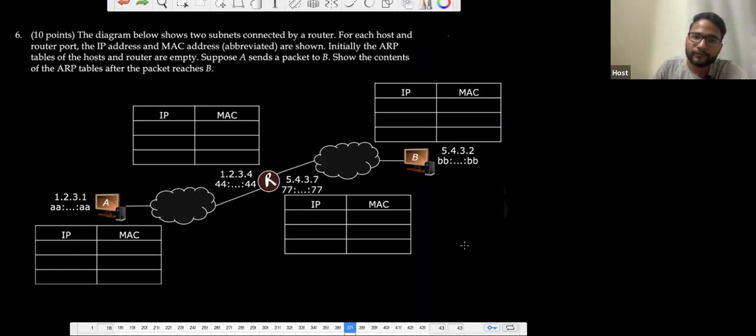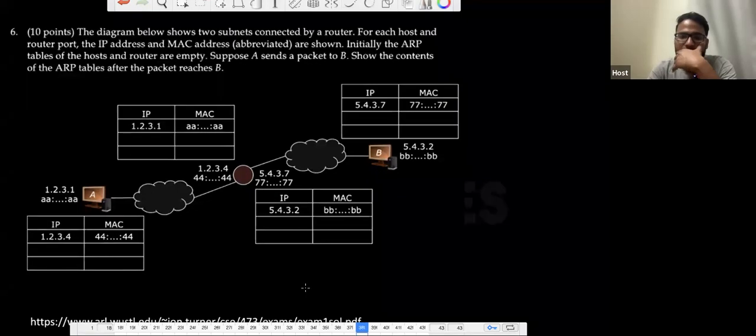You getting my point? If you are sending something to B, first you need to send it to this R. So you will know this mapping, that for this IP address, this is the MAC address. So in this table, you will have this. Let me know if that is fine, right?